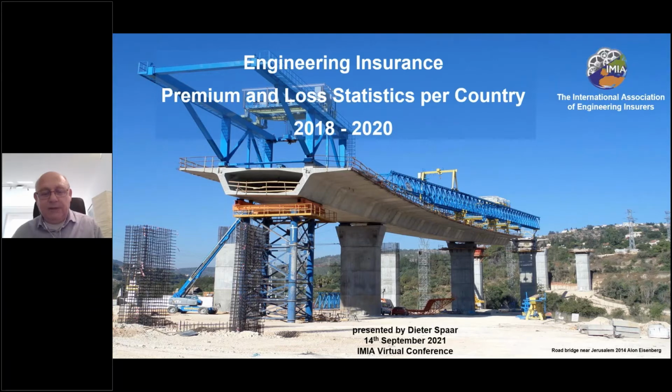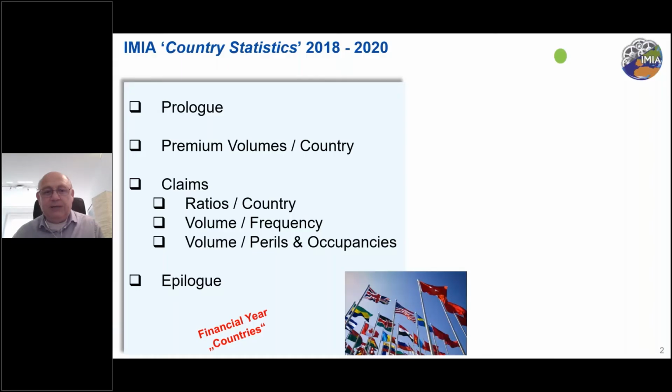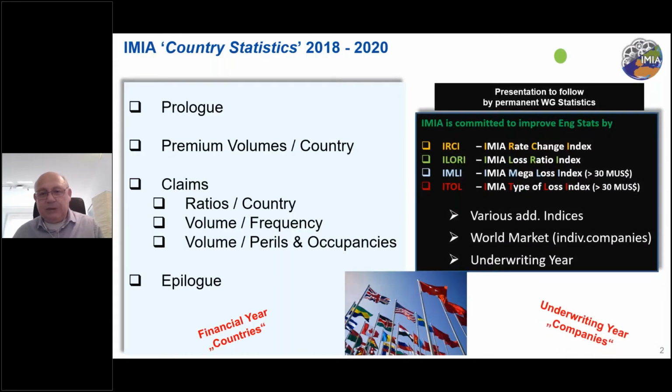So regard this country stats section as a sort of, let's say, rough indication of where we're standing. And this presentation will be followed up later on by the famous indices presentation. Coming later, the rate change index, loss ratio index, both on underwriting year rather than financial year, like the country stats presentation, and even amended this year, a mega loss index and type of loss index. So there's a lot of figures to come.